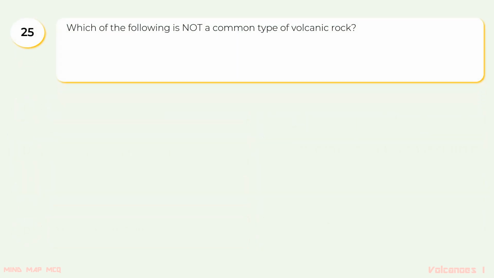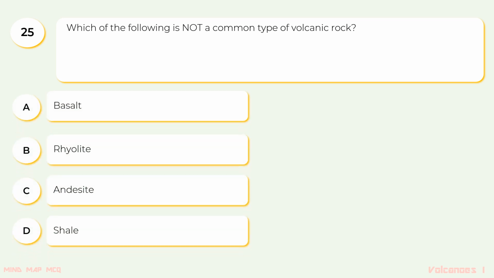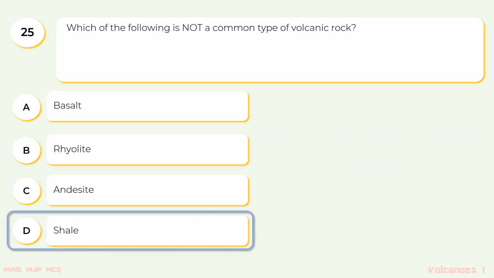25. Which of the following is not a common type of volcanic rock? The options are A. basalt, B. rhyolite, C. andesite, D. shale. The correct option is D, shale.